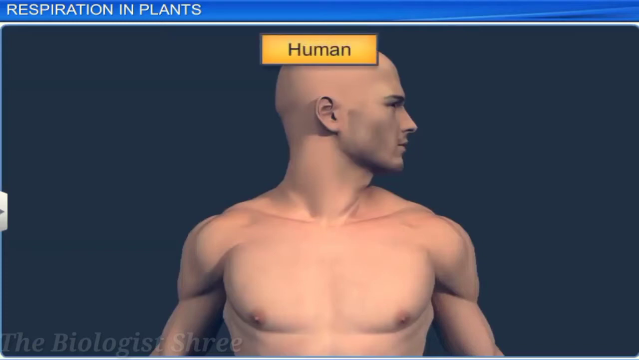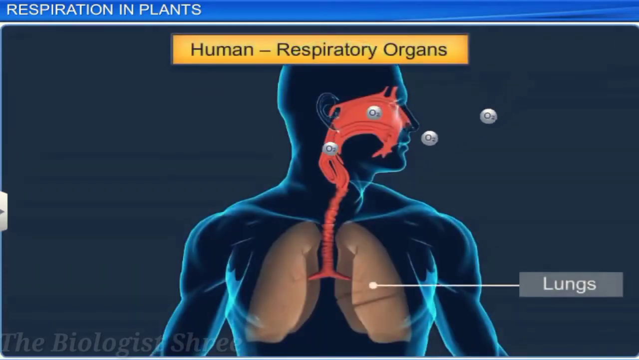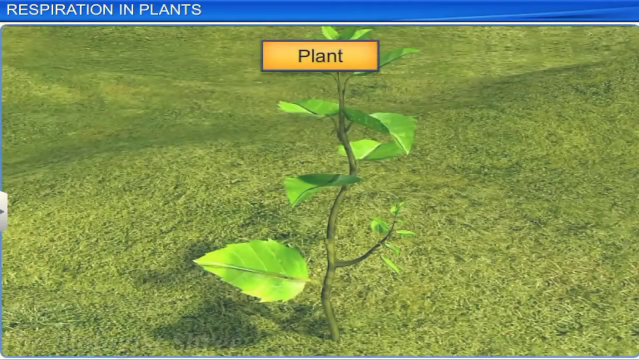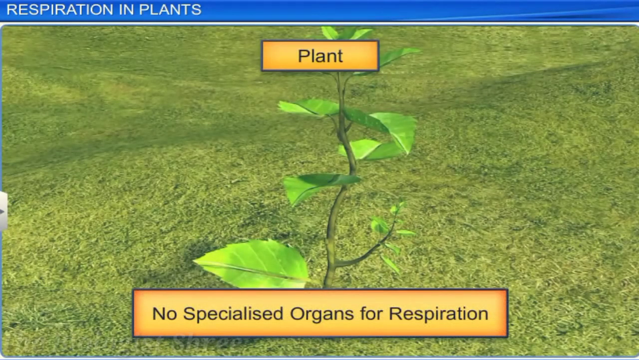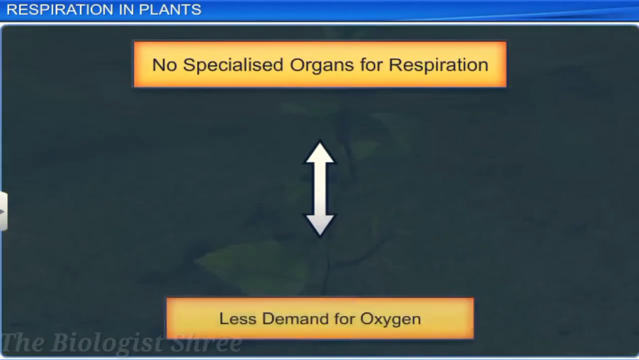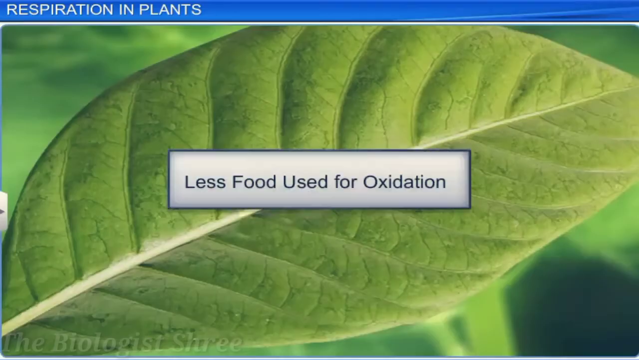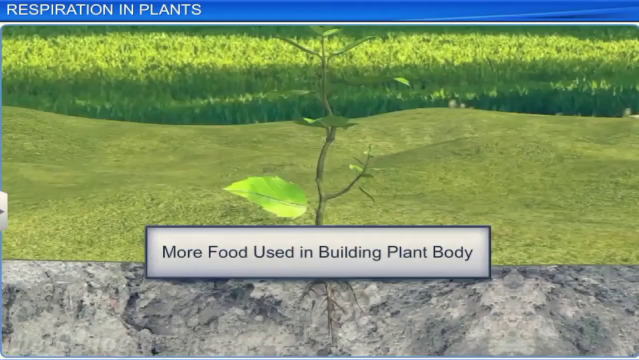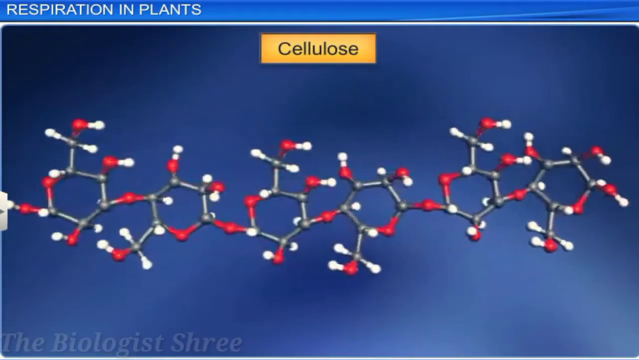While humans use their respiratory organs to take in oxygen, plants have no such specialized organs. This is because plants utilize less oxygen for the oxidation of food. Plants utilize only a small amount of food for oxidation, and the rest is used in building their body, in the form of cellulose.